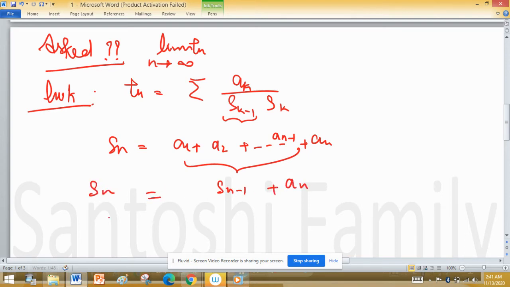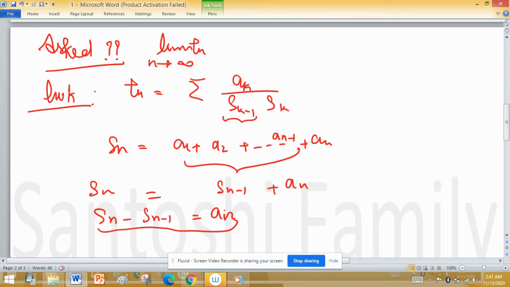This is Sn. So Sn minus Sn minus 1 equals an. If I use n, then all these terms contain n. If I use k, then all terms will be denoted by k. It is just notation, so do not be confused about whether it is k or n. It is just a way of expressing partial sums.